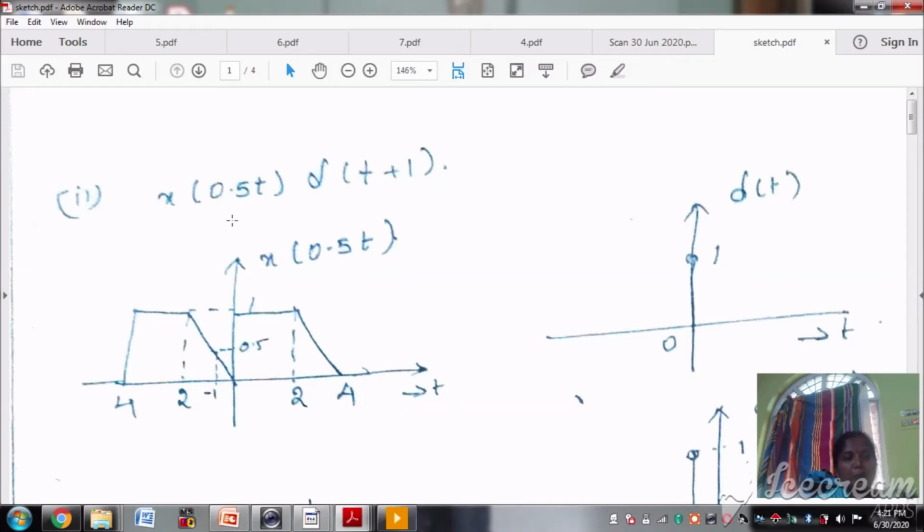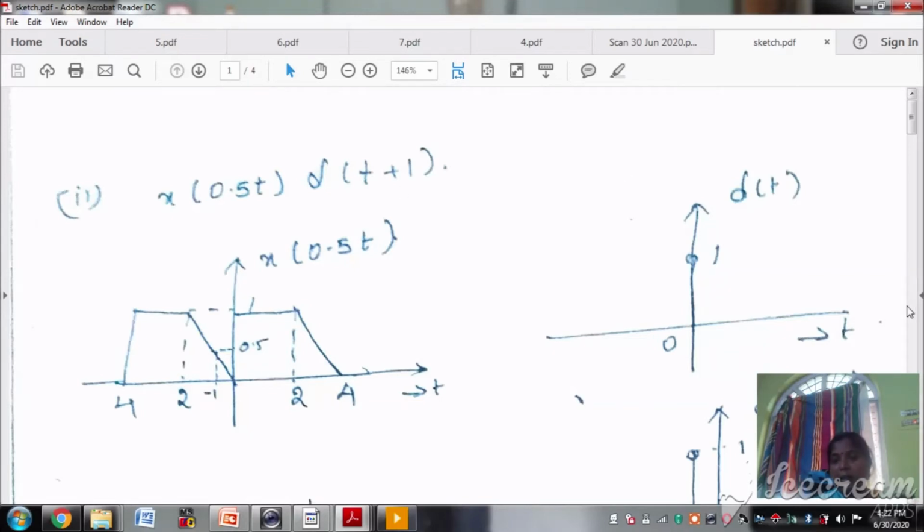Your next problem is x of 0.5t times delta of t plus 1. Here x of 0.5t is given and delta of t is also given, so what you have to do is multiply. For t plus 1, you have to shift the signal towards the left side by 1, because it is plus. Plus means t naught will be equal to minus 1.